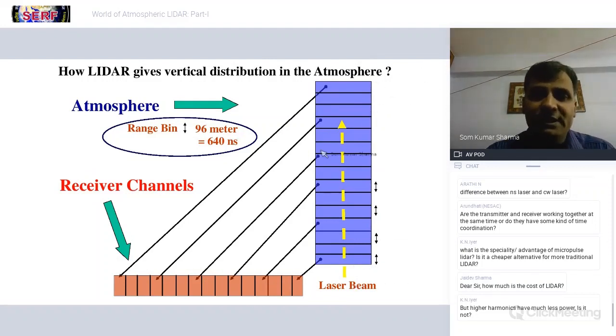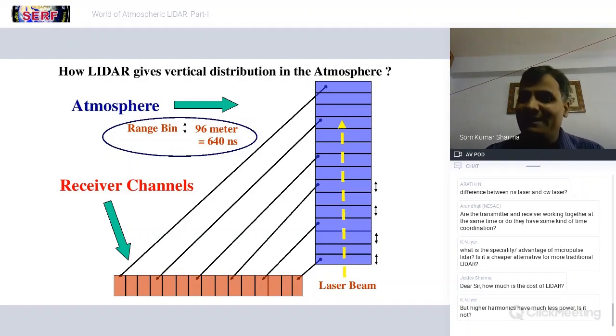Suppose this is the atmospheric column. Think of a bread stack: you take one bread and make slices of it like this. So the atmosphere is divided into slices, and these slices are known as range bins, and you can decide how thick a slice you want. It is like taking a brick of ice cream and distributing it: you can decide how thick a layer you want to cut. If you want to give someone more ice cream, you cut a thicker piece, and if someone wants less ice cream, you cut a thinner one.